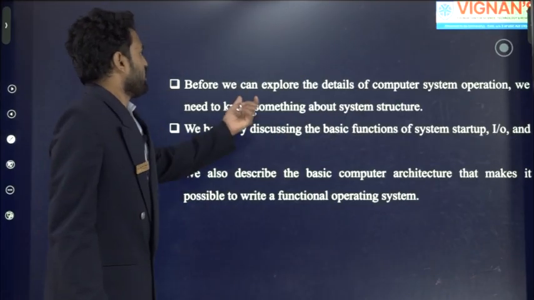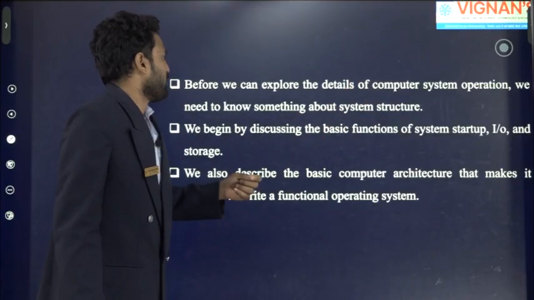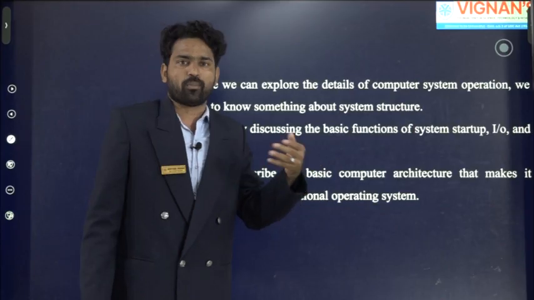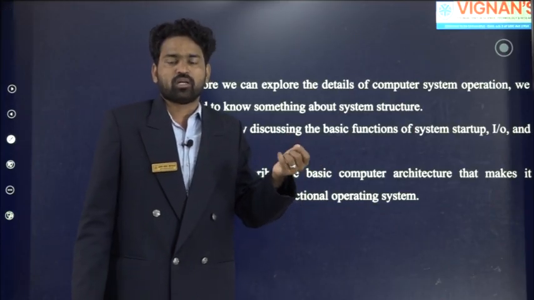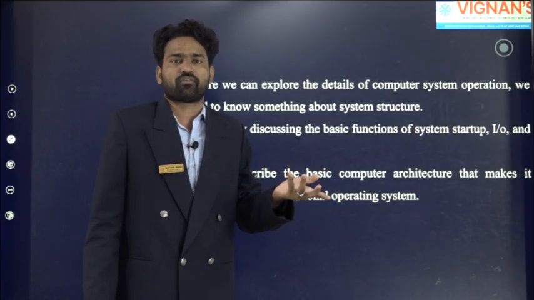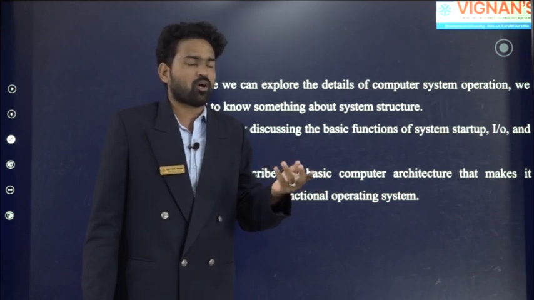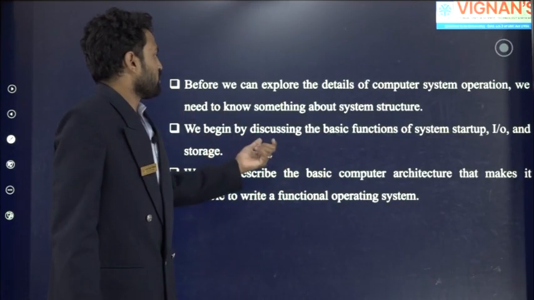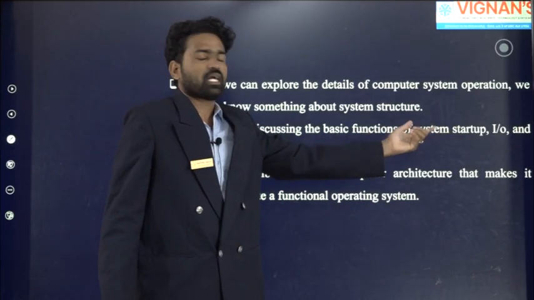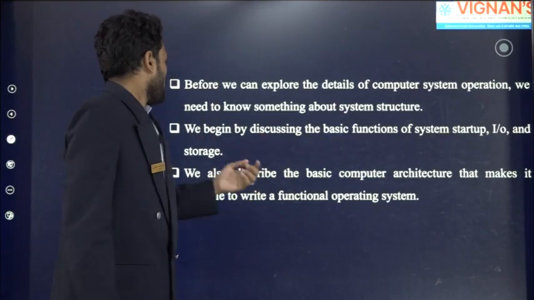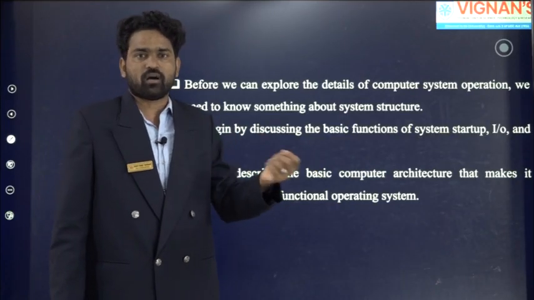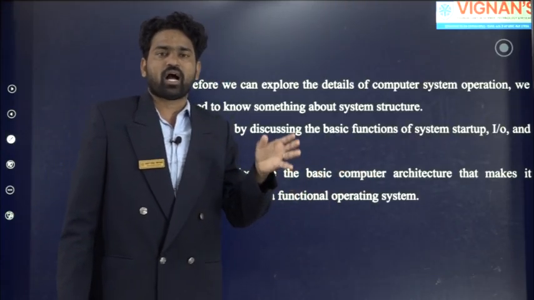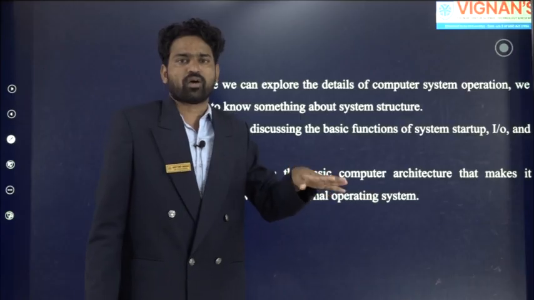Before we explore the details of computer system operation, we need to know something about system architecture. Before learning about operating systems, we need to know the basic computer: what the hardware components and software components are, what is meant by memory, and how many types of memory we have. We begin by discussing the functions of system start-up, input-output, and the storage where we store our data. We also describe the basic computer architecture, which we are going to explore here.